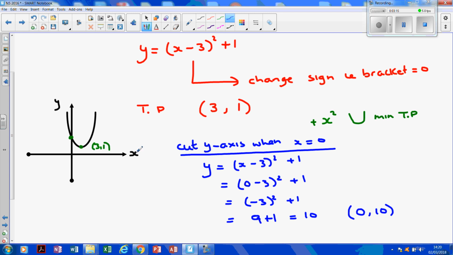Now go back and fill it into your diagram. So that bit there is 10. Make sure you put in the x-axis, make sure you put in the y-axis, and your 2 points are clearly written down.